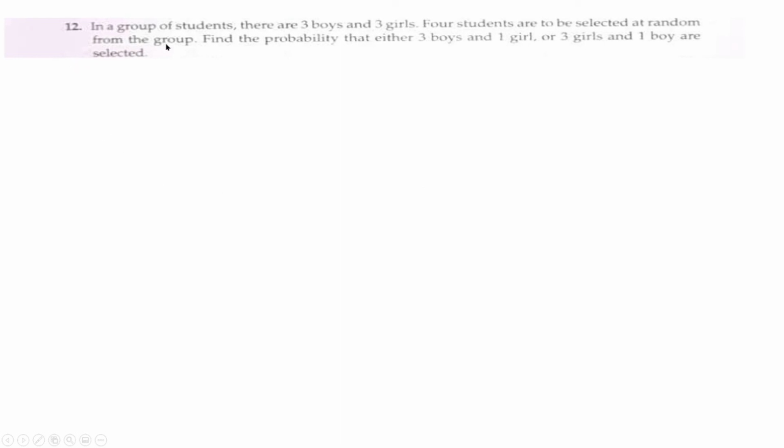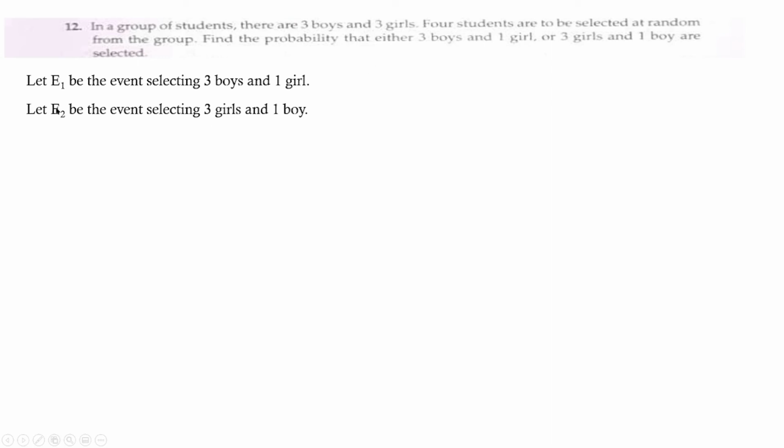Next question. In a group of students, there are 3 boys and 3 girls. 4 students are to be selected at random from the group. Find the probability that either 3 boys and 1 girl or 3 girls and 1 boy are selected. So here there are 6 students, 3 boys and 3 girls. We need to find this probability. So let E1 be the event of selecting 3 boys and 1 girl, and E2 be the event of selecting 3 girls and 1 boy.